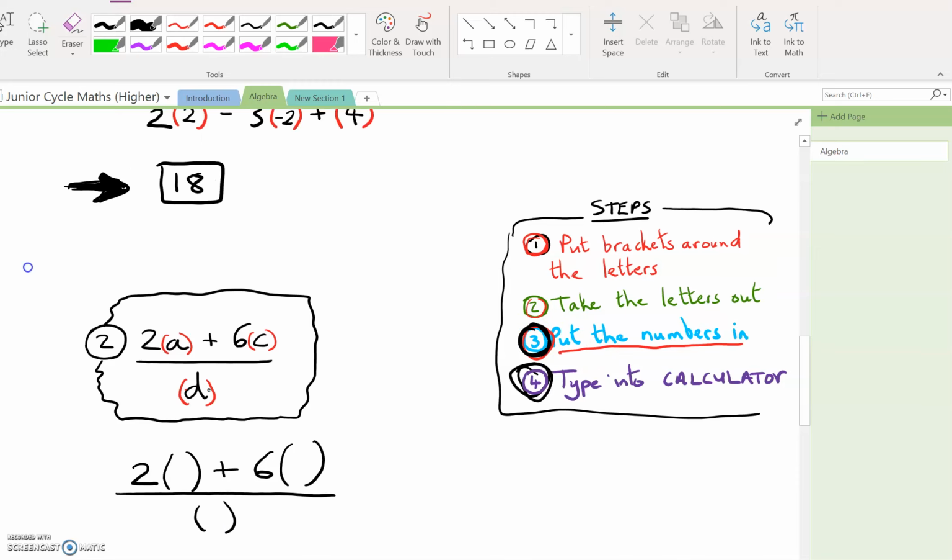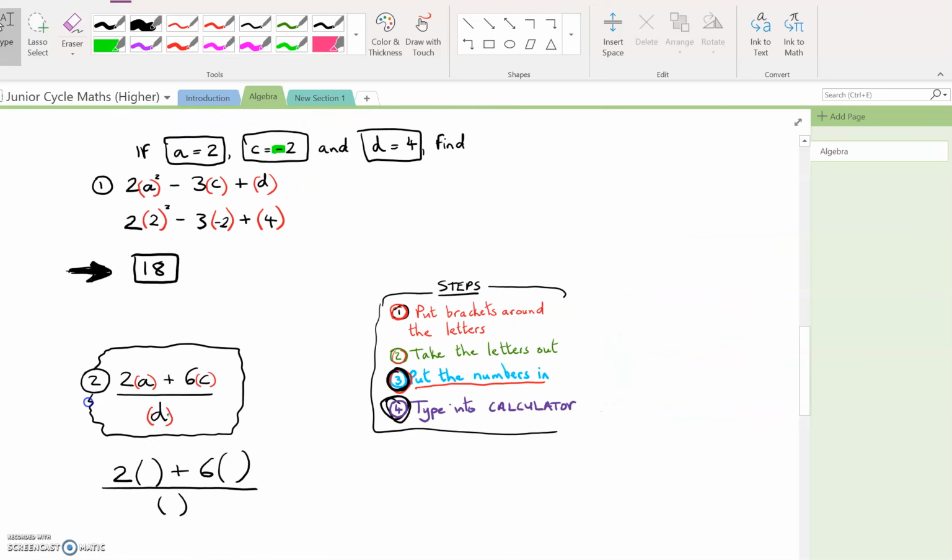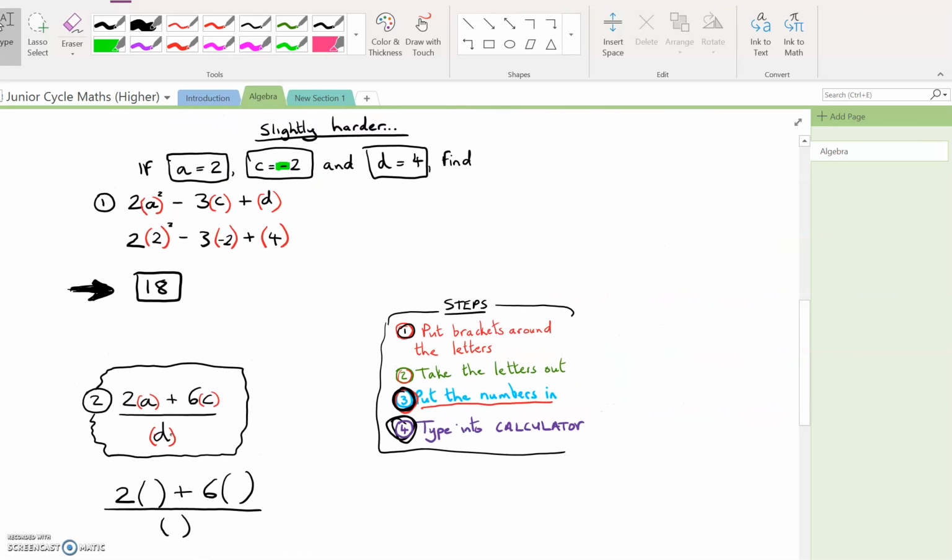Okay, what was A? Let's zoom out there so that we can see. Oh yeah, A is 2, C is minus 2, and D is 4. So we've got to put those in. So what should be here? Well, what was here? A. And A is 2, so we've got to put 2 in there.